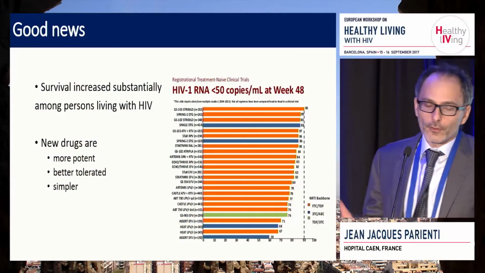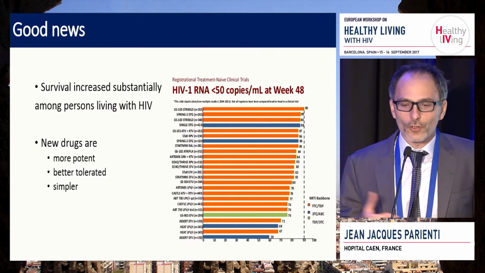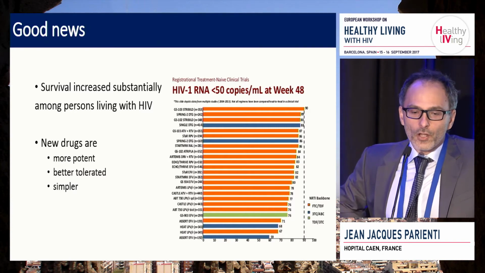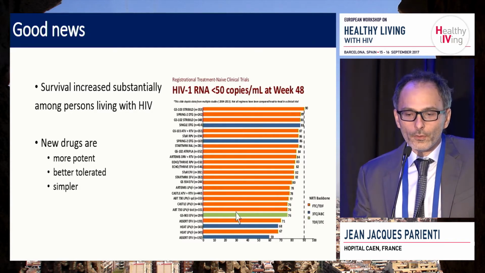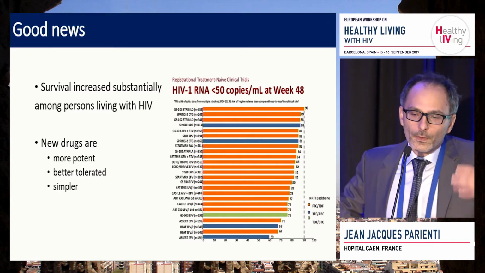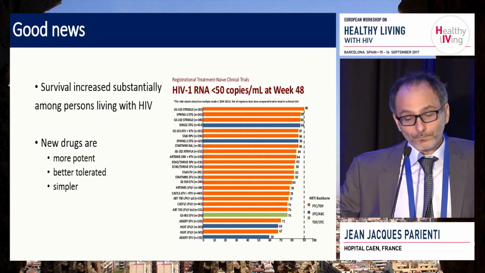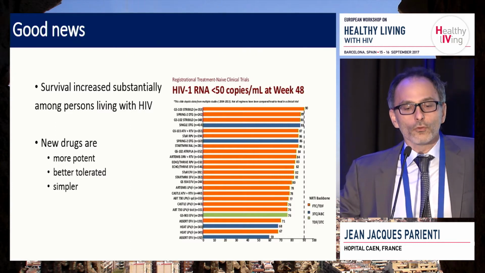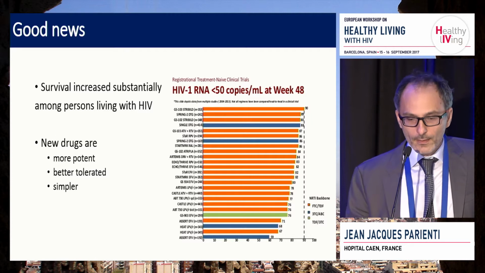We'll start with good news. As has been mentioned, and some of my slides are the same as you just saw, so we go faster. Survival increased substantially among HIV-infected persons. As you see on the right, the percentage of viral suppression increased over the years, and now we are above 90% of viral suppression among treatment-naive patients, and new drugs are more potent than before. They are better tolerated, and they are simpler.